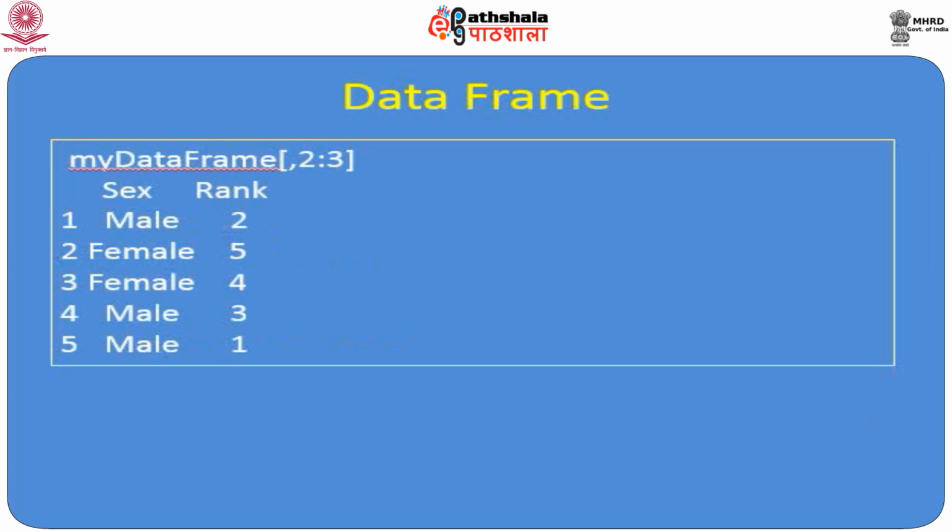Now, suppose you want to take the second and third columns out of the data frame. What will you do? Type this command. Leave the space for the row blank. That is, we are not specifying any particular row. We are taking all the rows and we are fixing the second and third columns. So, we are writing 2:3 in the space designated for the columns.